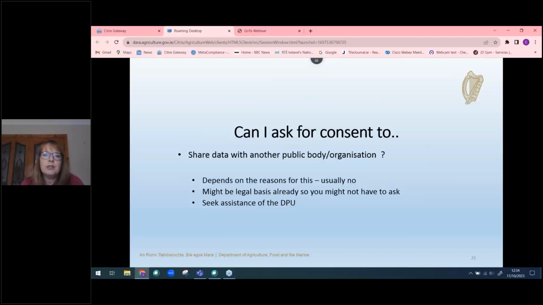So can I ask for consent to share data with another public organisation? It really depends on the reasons for this and what's going on and why it's been shared, what that other organisation is going to do with it. There might be a legal basis already to share that data, and usually I find that there is, and the other organisation will know where to find it or should know where to find it, so you would ask them to find it for you. So if you're unsure, seek the assistance of the Data Protection Unit.